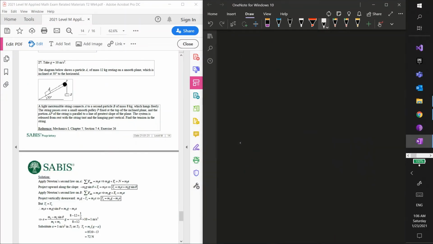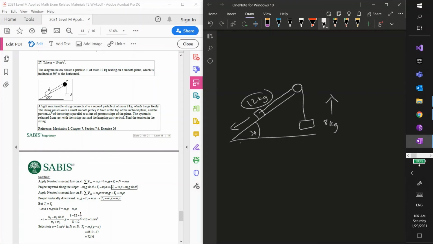Okay, question 27. You have this, yeah? Angle 30. You have an object here, connected to a pulley, connected downwards, yeah? Mass of this is 12 kg, mass of this is 8 kg. If you let them go, this is going to move down, this is going to move up, yeah? Because this one's heavier. So here the direction of motion is upwards, here the direction of motion is downwards.